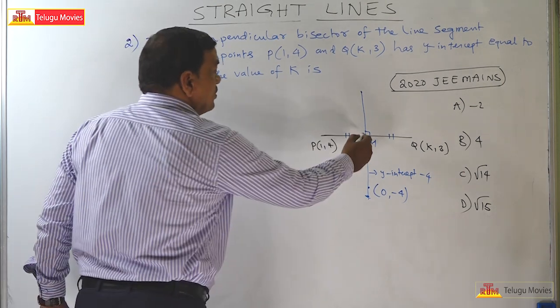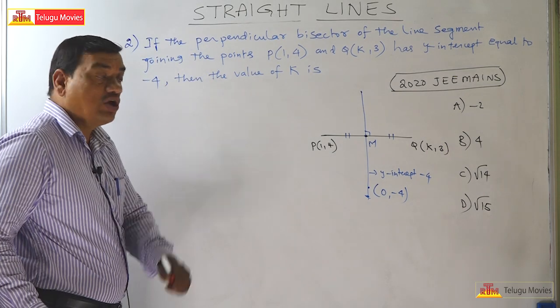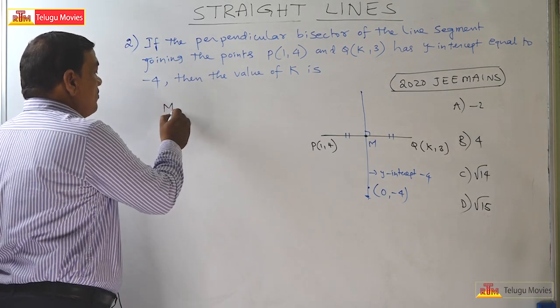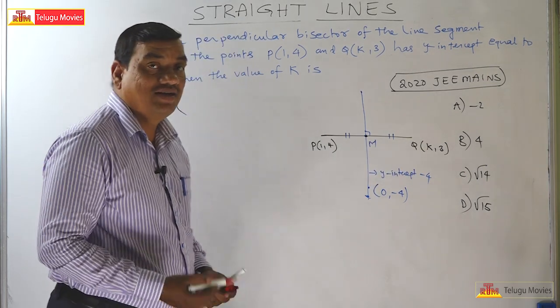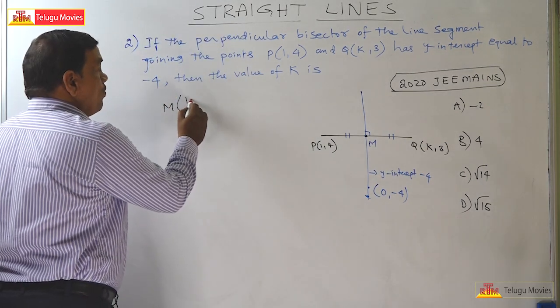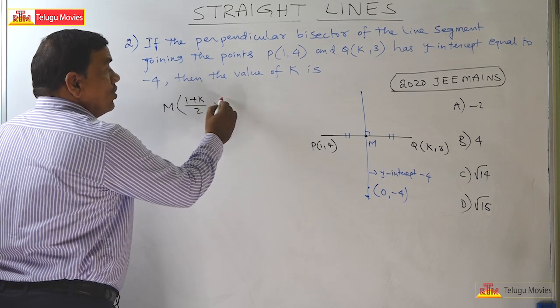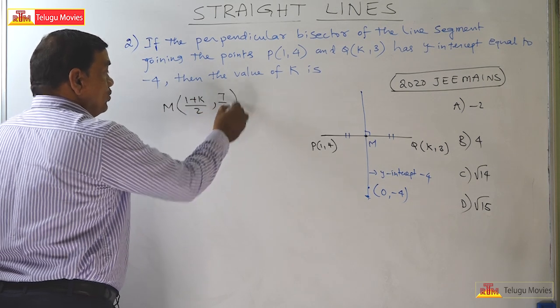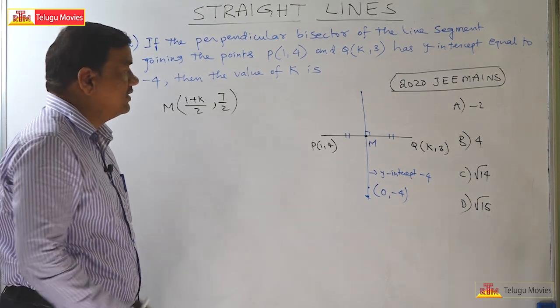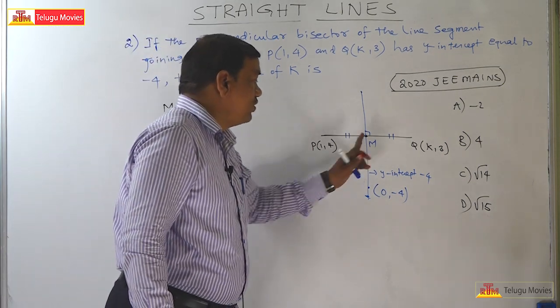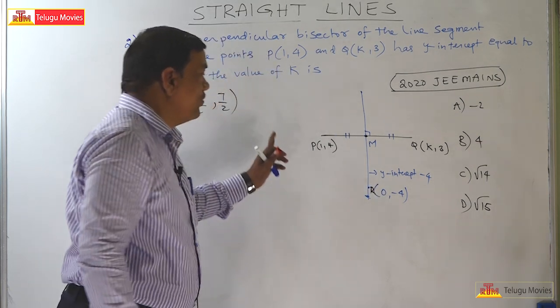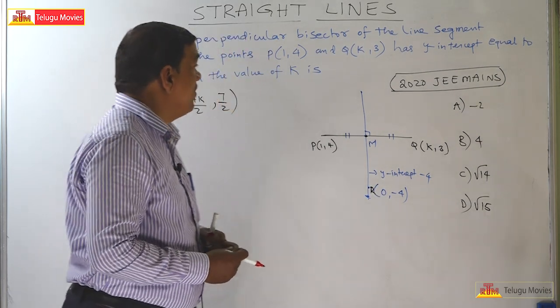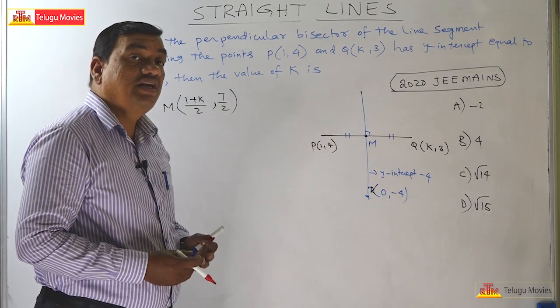So, we can find out the coordinates of M. Coordinates of M is nothing but the midpoint of PQ, that means (x1 plus x2) upon 2, which is (1 plus k) by 2, and (4 plus 3) by 2, which is 7 by 2. Understand this? Now we know the M coordinates, so we can call the line MR. We have to find out the value of k, which is very easy to find.